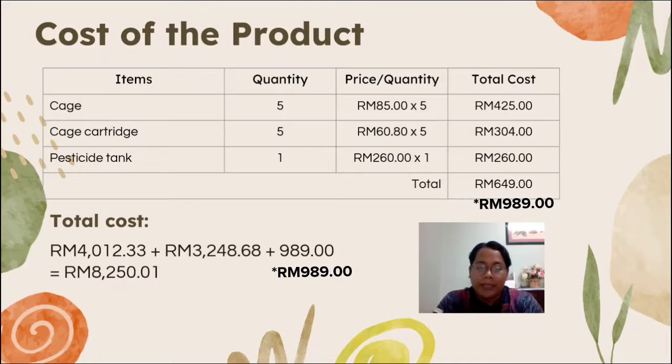5 cage cartridges can be reloaded in this round for 1 round. So the quantity is 5 for this cage cartridge. Price per quantity is RM60.80 multiplied by 5 equal to RM304. And the last item is pesticide tank.